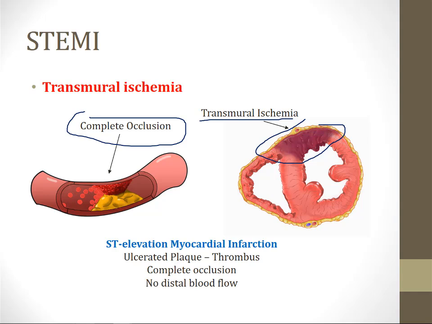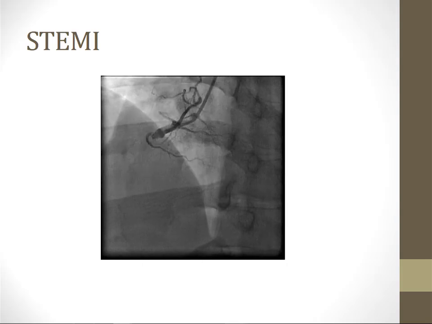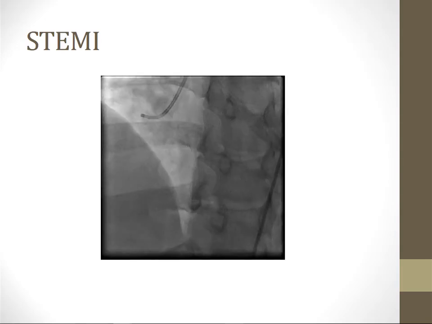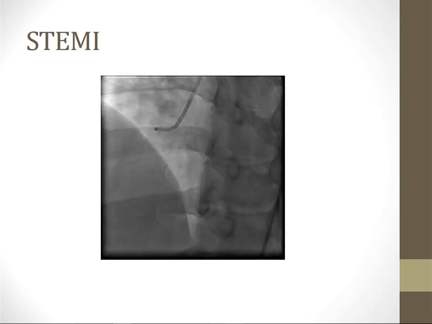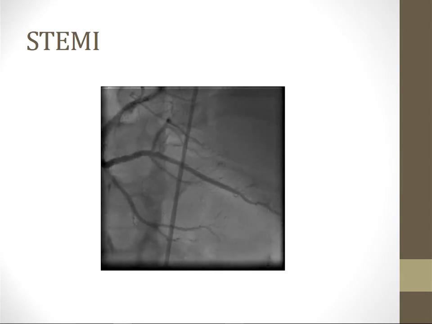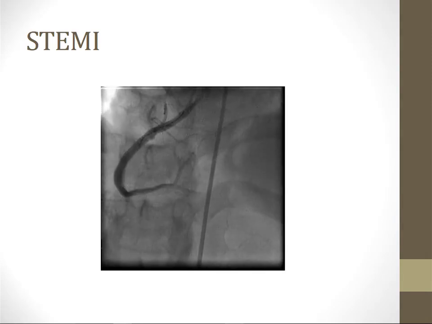In NSTEMI and unstable angina, the ischemia only involves the subendocardial layer right near the LV cavity, but in the setting of STEMI, you have transmural ischemia, and the entire wall develops ischemia. This is an angiogram from a patient having a STEMI. There's a catheter in the right coronary artery, and dye is injected, but it only moves a short distance down the right coronary artery, and then it stops. And the reason it stops is because there's a blood clot occluding the vessel. And here's another picture of the same vessel after it's been treated with angioplasty. You can now see that dye completely fills the vessel all the way down to the posterior descending artery.